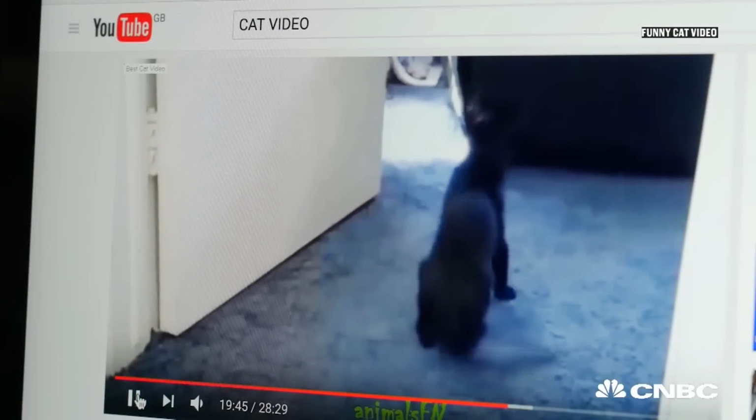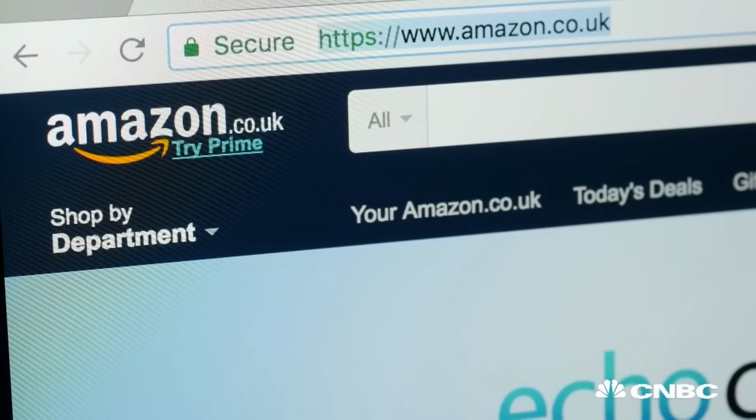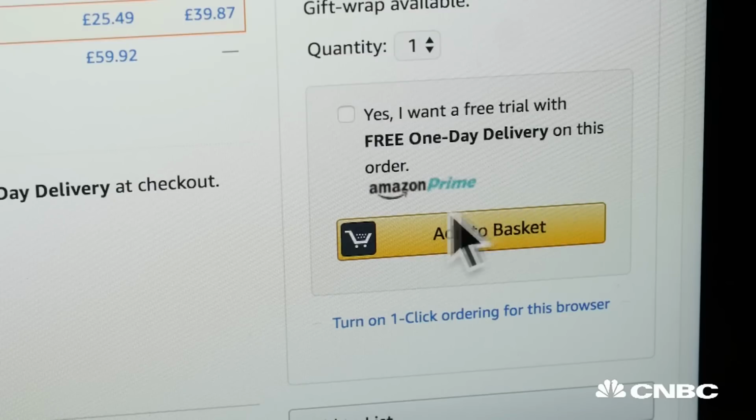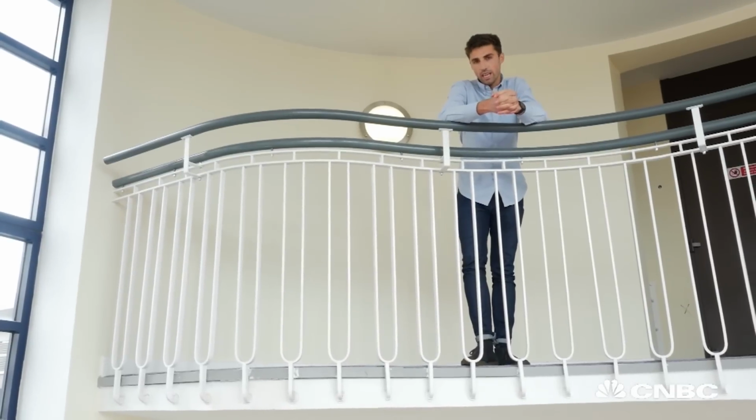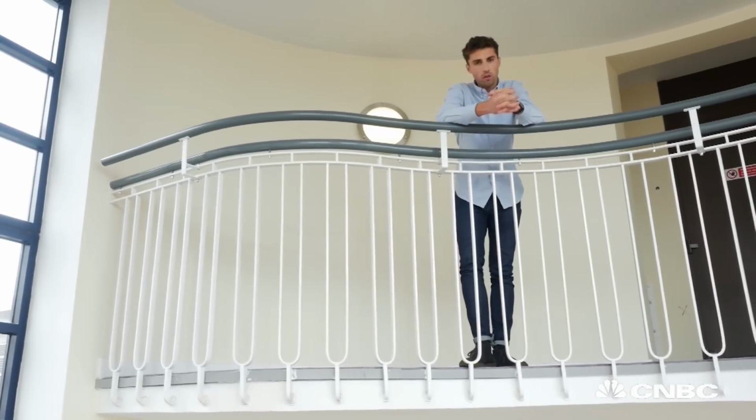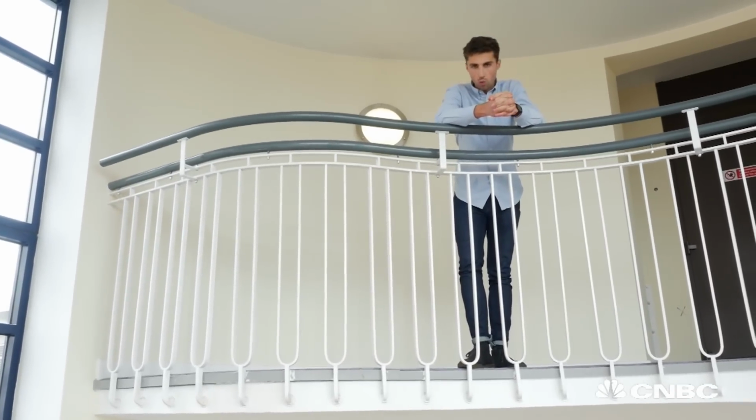You're watching a video on YouTube, then you head to Amazon to buy your grandma's birthday present. This internet browsing is taking place on a level of the internet called the surface web. But beneath it are many more layers of the internet in what's known as the deep web.